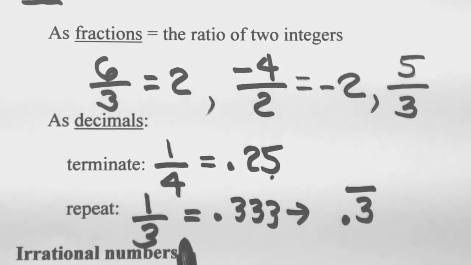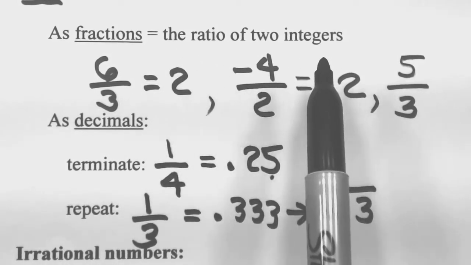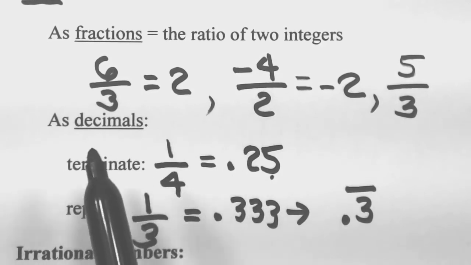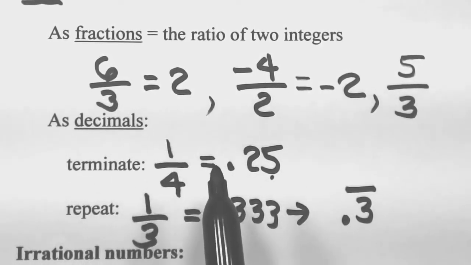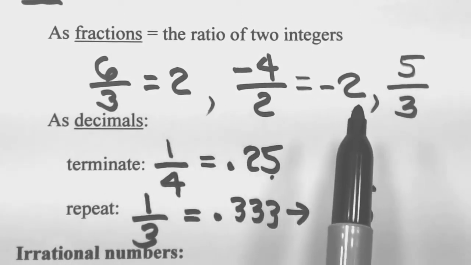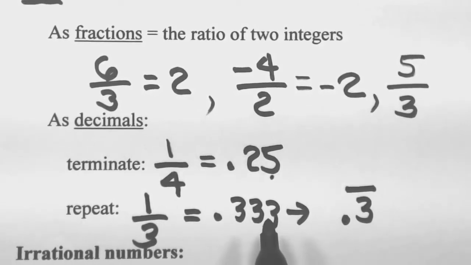So let's go over this again. Rational numbers, then, are the ratio of two integers. You can write them as fractions. That's the most common thing. But the fractions that you get are going to do one of two things. They're either going to terminate at a certain place. These guys up here terminated in the ones place. Or they're going to be fractions which repeat and go on.